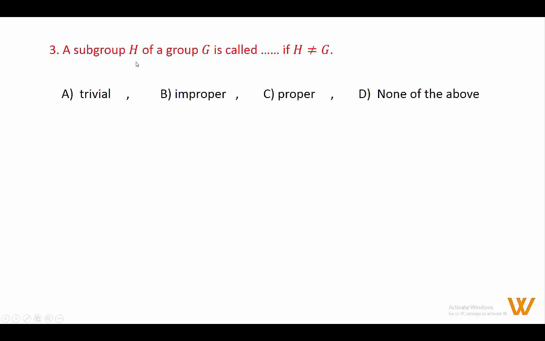Third one: a subgroup H of a group G is called dash if H is not equal to G. H is a subgroup of G and H is not equal to G, then H is a proper subgroup. If H equals G, then it is an improper subgroup. Answer is option C, proper subgroup.